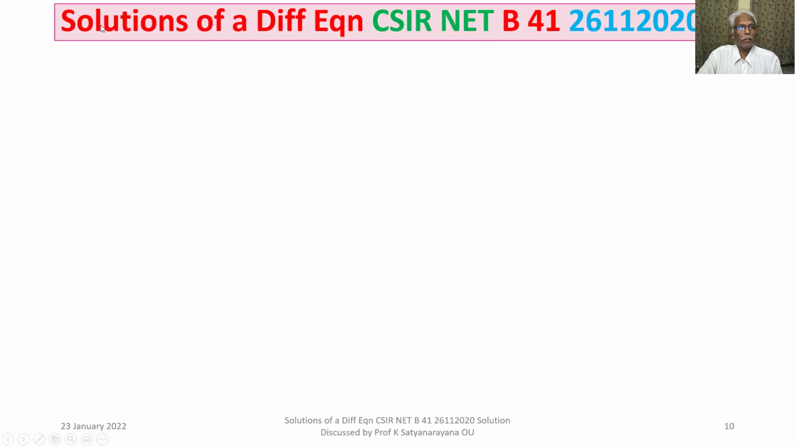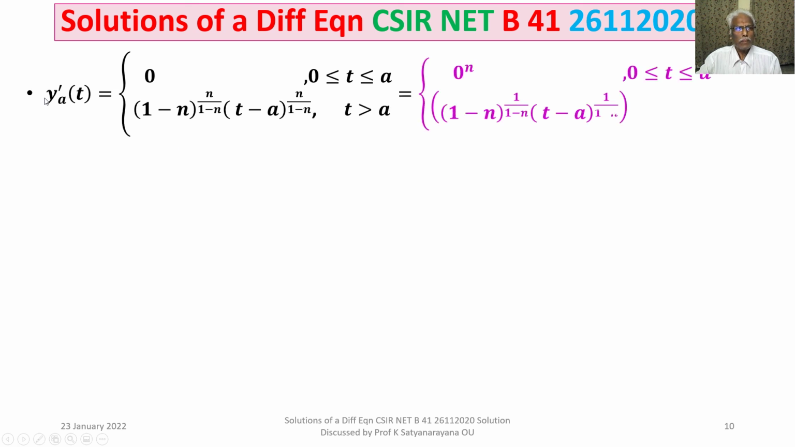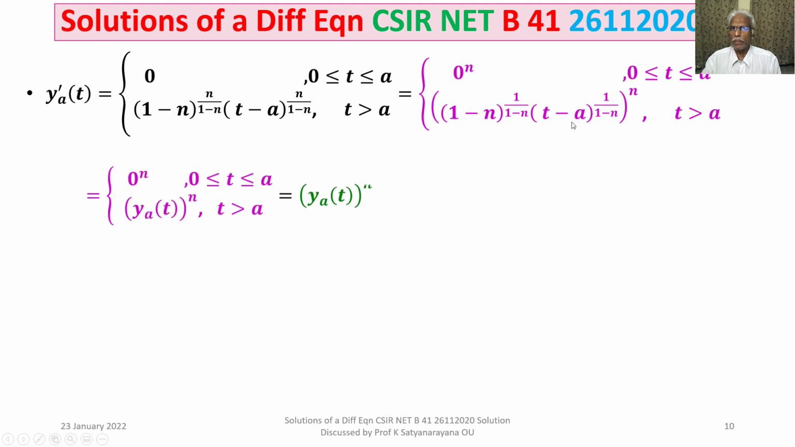So that is the one. This derivative we have seen as 0, which is 0 to the power n, and this you can see is (1-n) to the power of 1/(1-n) into 1/(1-n) (t-a) to the power of 1/(1-n), all to the power of n. So that's what it says. Now look at that. This is 0 power n. This is y_a(t) power n. And this is 0 power n. When t is greater than a, this is the one. So this is precisely y_a(t) to the power of n when t is greater than or equal to 0.